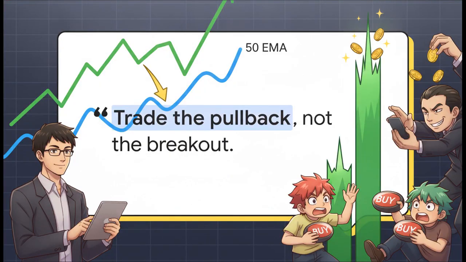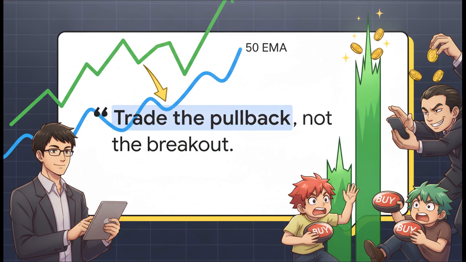Okay, if you take literally only one thing away from this explainer, let it be this golden rule. Trade the pullback, not the breakout. Waiting for the price to return to the EMA gives you a far safer entry. Amateurs love to chase big, exciting breakout candles, but that's exactly where the smart money is selling to them. Professionals, we wait for the price to calmly retreat back to the 50 EMA.